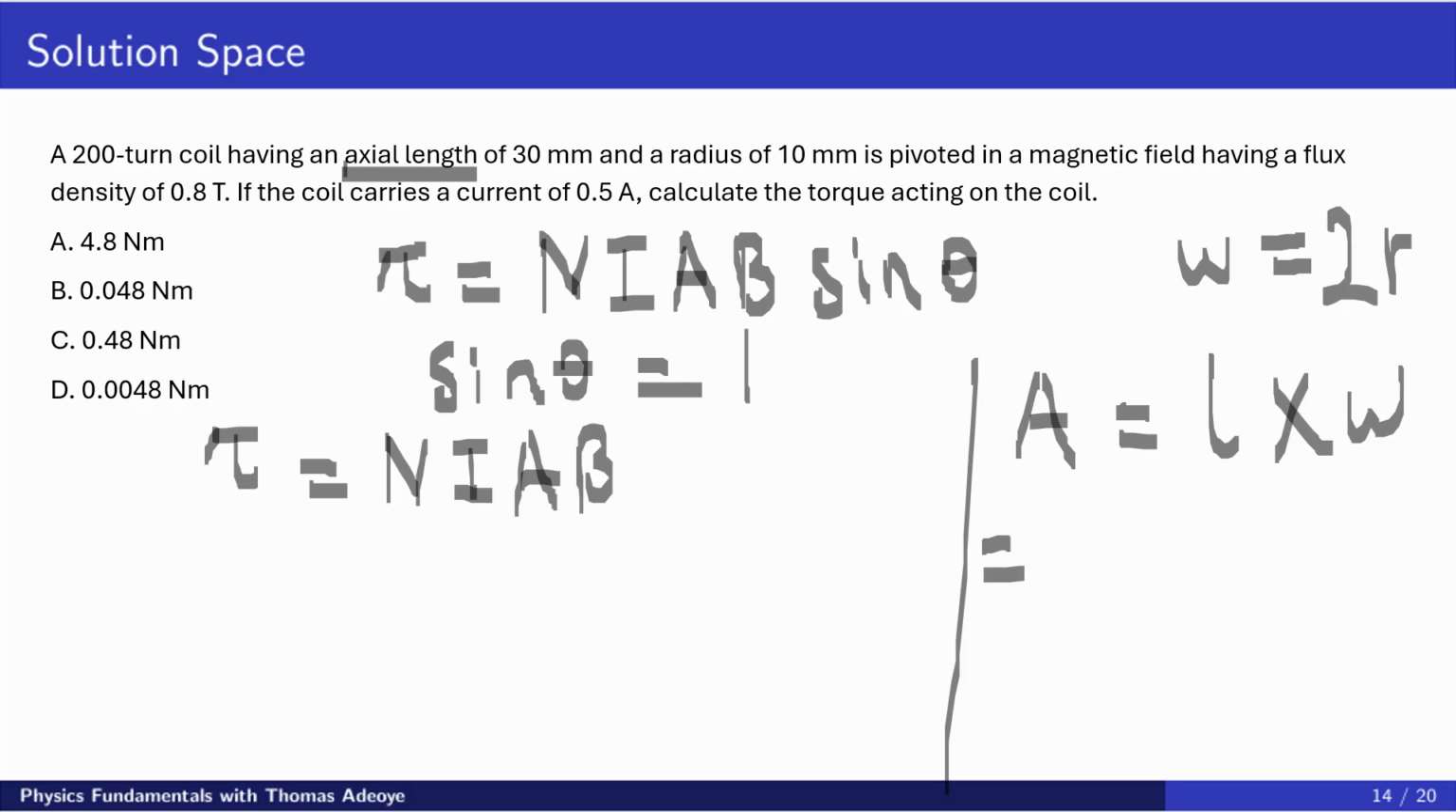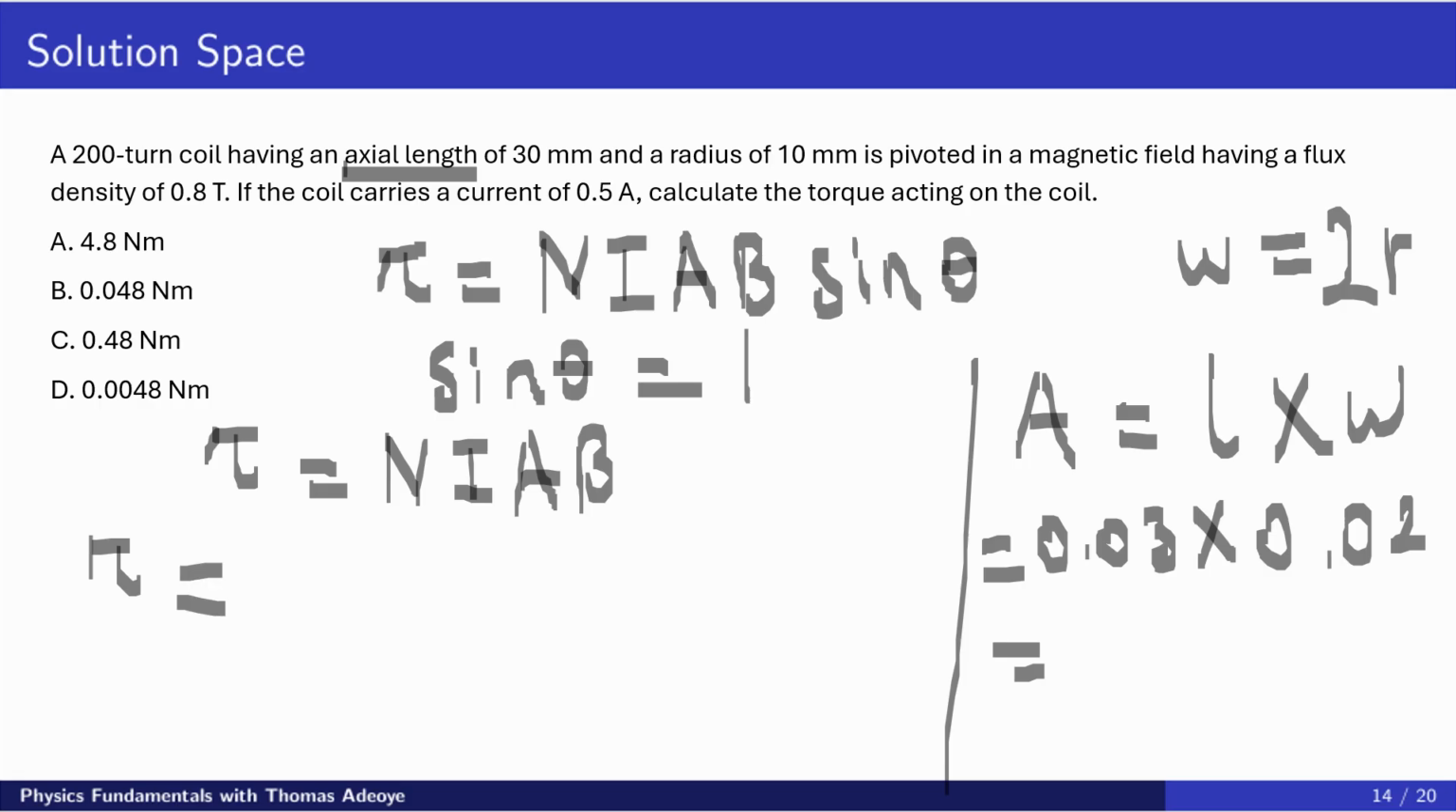So you convert 30 millimeter to meter by dividing by 1000, and you get 0.03, multiplied by, so 10 millimeter to meter now, that will be 0.01 multiplied by 2, then your width will be 0.02. If you multiply them together, you have 0.03 multiplied by 0.02, and that should give you 6 times 10 raised to the power minus 4.